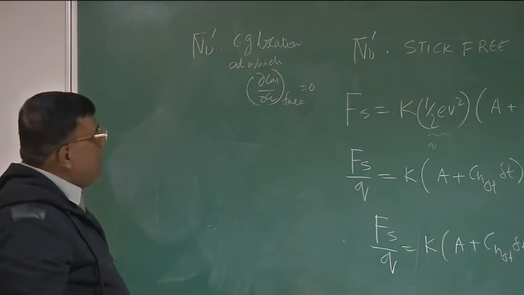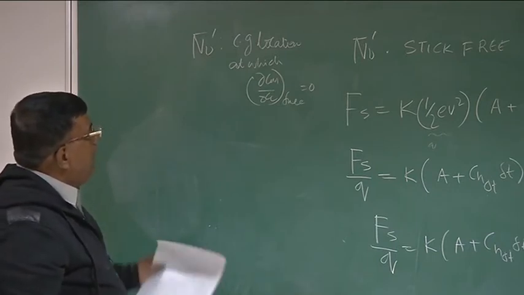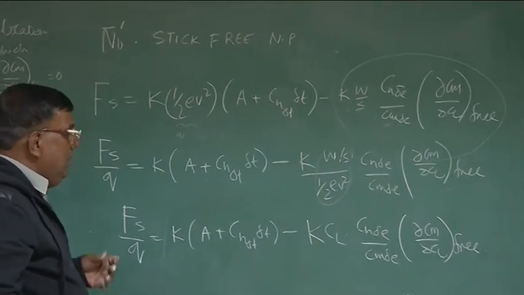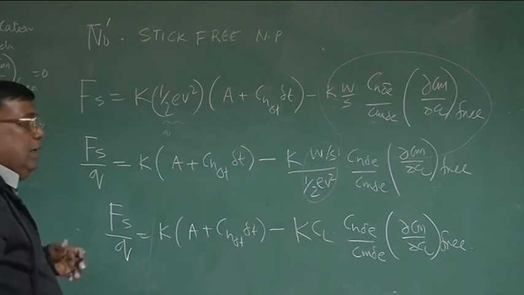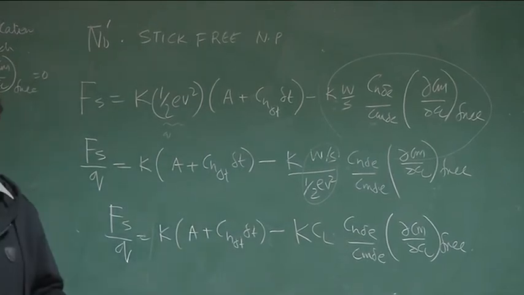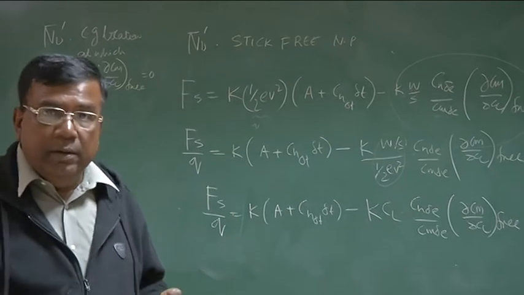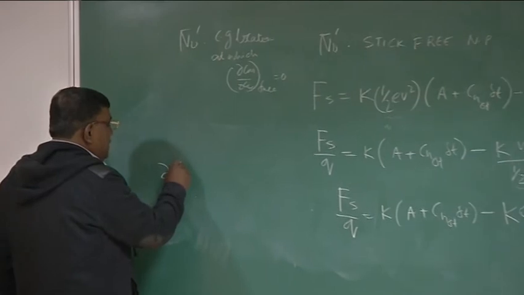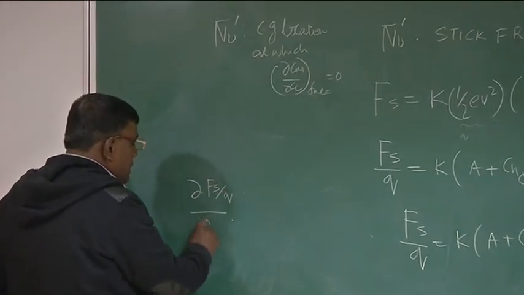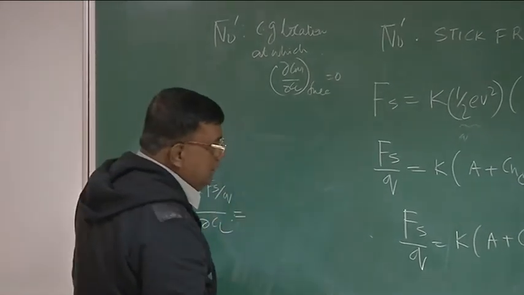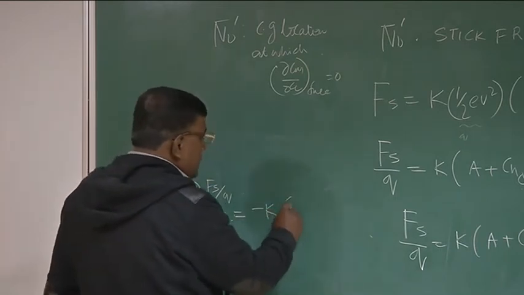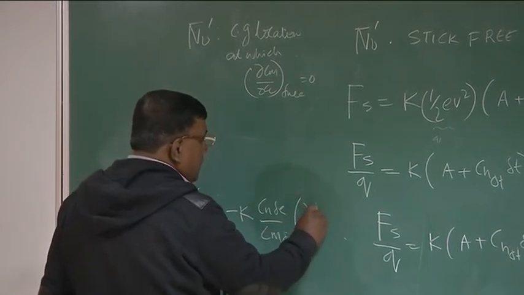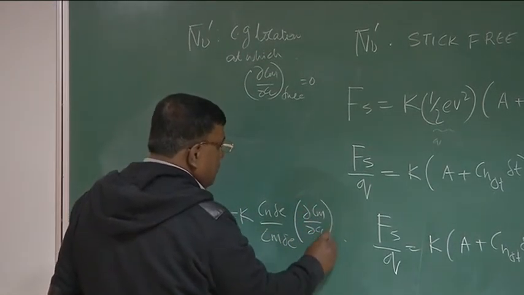Why we are trying to do like this: if I can somehow manipulate this expression and find an equivalent meaning of that, then I should be able to conduct an experiment with parameters which are measurable, right? Let's see what I mean. If I now write dFs by Q by dCl, this will simply become minus K Ch delta E by Cm delta E into dCm by dCl free.